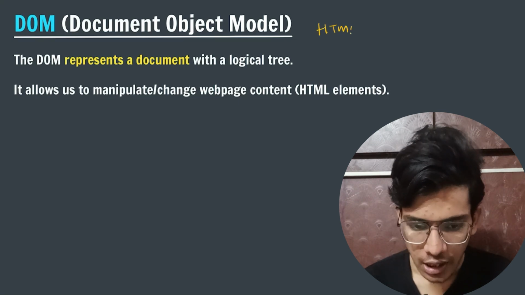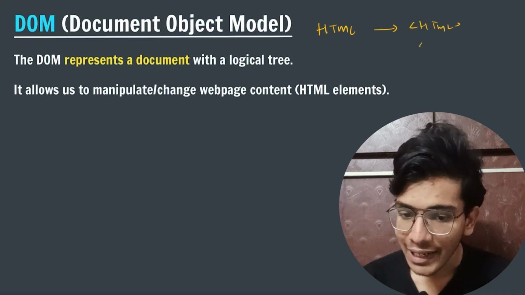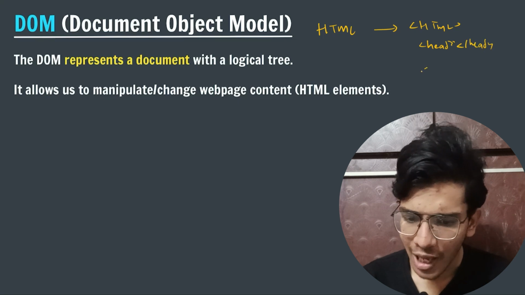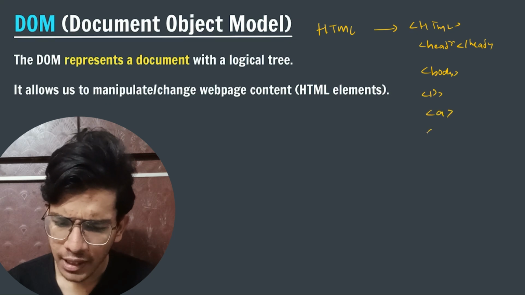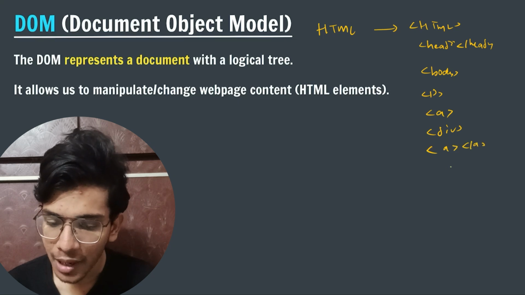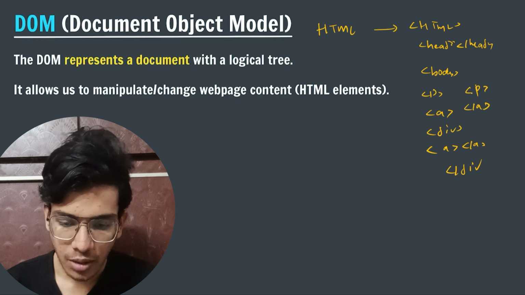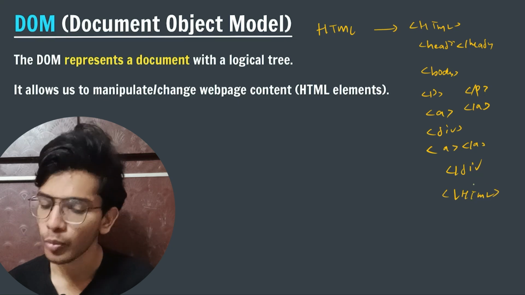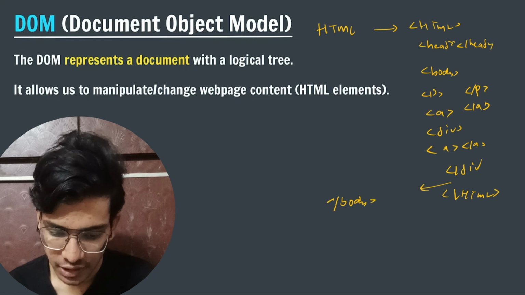Let's say the structure of the file is, first of all, I am having the HTML tag, and inside it I am having the head tag. After head I am having my body tag. So in the body, let's say I'm having a paragraph tag, anchor tag, div tag, and inside this div tag again I'm having an anchor tag, closing a, closing div, and here closing a, closing p. Finally, closing body, and I'm having my HTML document.